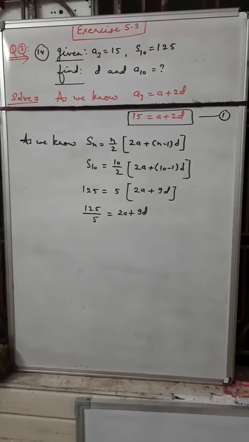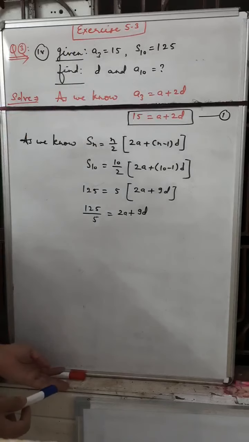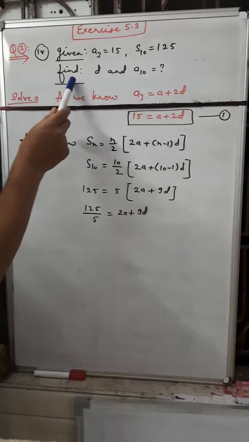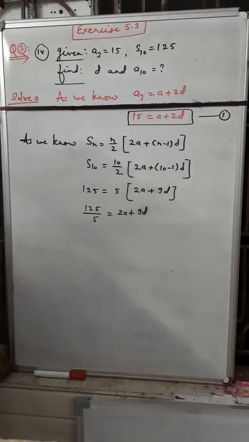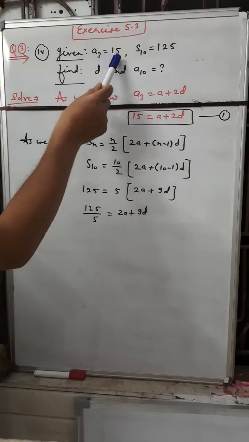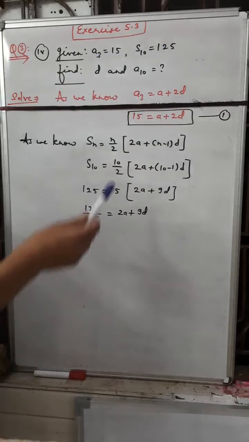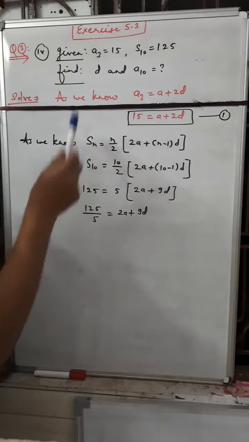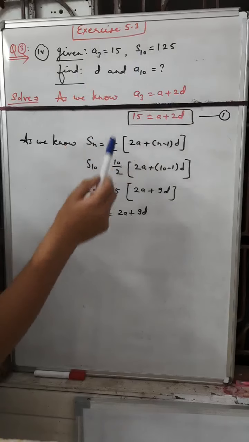Students, now we will solve question number 3, option number 4 of exercise 5.3. In this problem, a3 is given as 15, S10 is given as 125, and we have to find the value of d, the common difference, and a10, the 10th term. The third term is 15 and the sum of 10 terms is 125. So we know a3, the third term, is equal to a plus 2d.